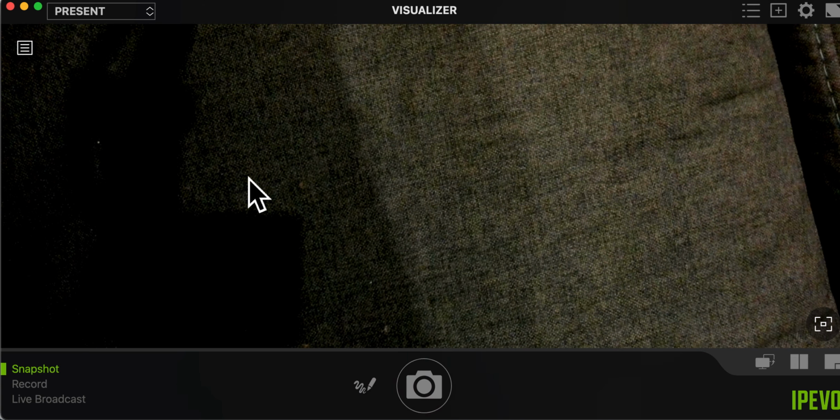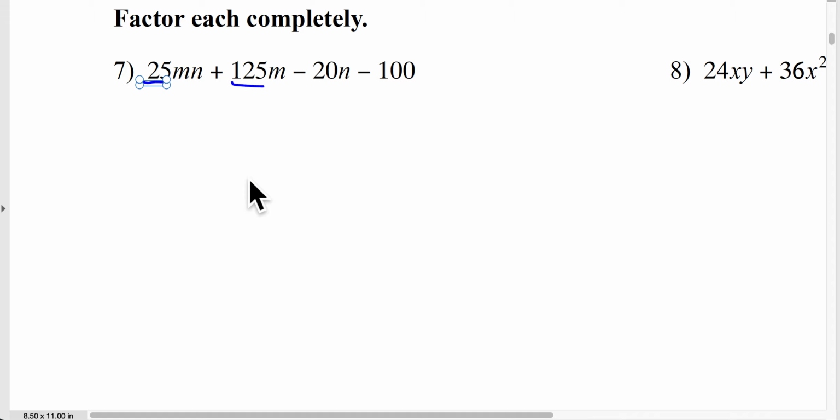Let's get my calculator ready. And we're going to do math, number, 9, enter. Then I'm going to do 25, comma, 125, enter. That gives me 25. So if I go over here now, I'm just going to put a 25 up top because I'm really not finished yet. I'm just trying to find my GCF.